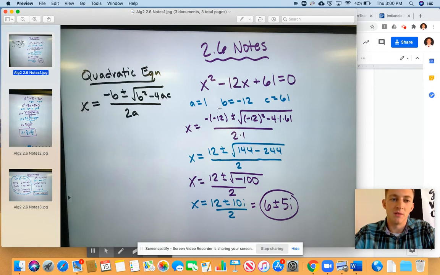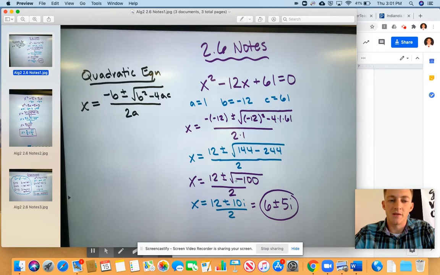So let's just plug in what we know. The opposite of b, so that's a negative 12, plus or minus the square root of negative 12 squared, minus 4ac, all over 2a. Now we're just going to simplify. The opposite of negative 12 is positive 12, plus or minus the square root. Negative 12 squared is negative 12 times itself, so that's a positive 144, minus 244, all over 2. So now we have 12 plus or minus the square root of negative 100 over 2.